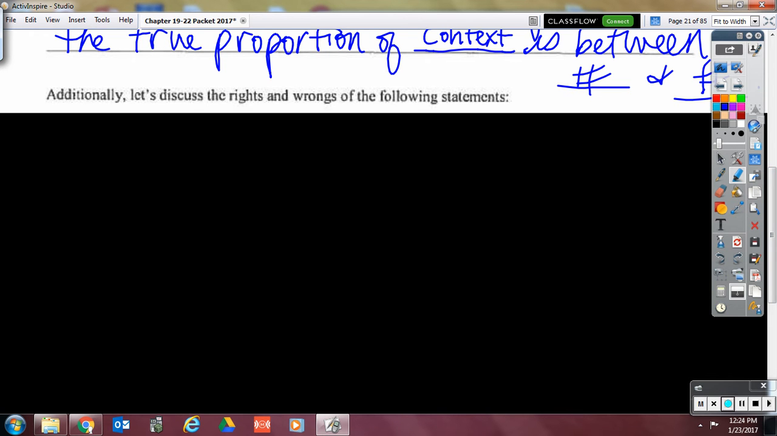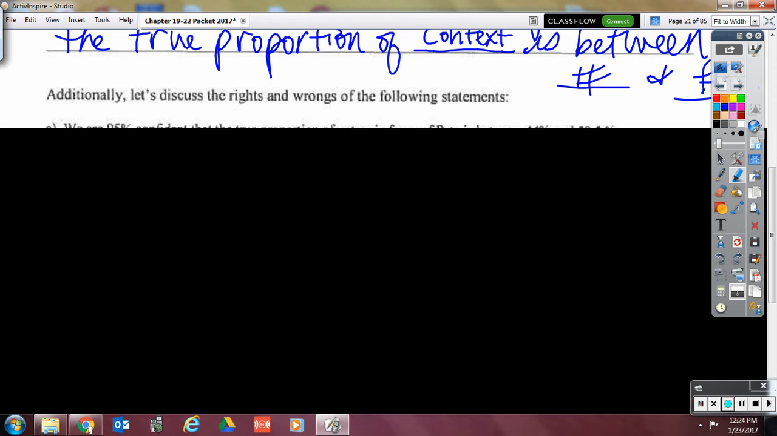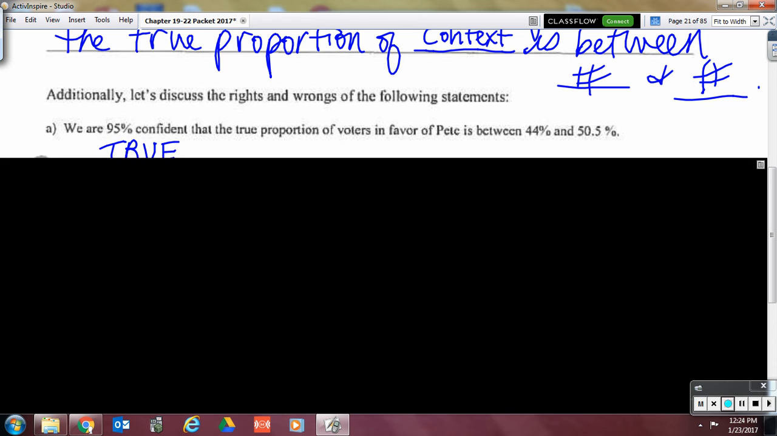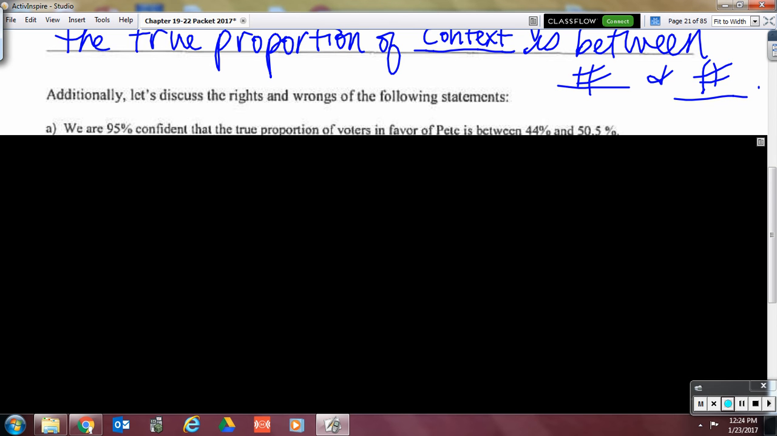All right, the next thing is, based on those sayings, we want to be able to look at some very carefully phrased statements and see what's right or wrong about them. So let's take a look at the first one, and we're going to walk through these one at a time and talk about what's right and wrong on them. So here we go. Oops, I already told you the first one's true. Giveaway. Give away the answer there.